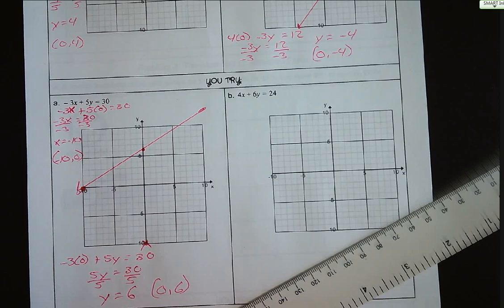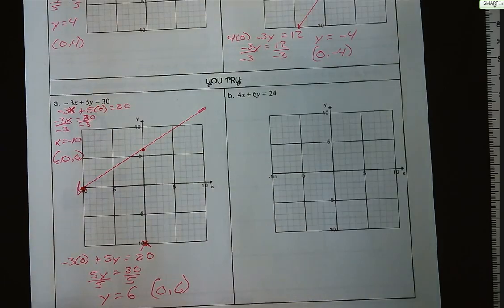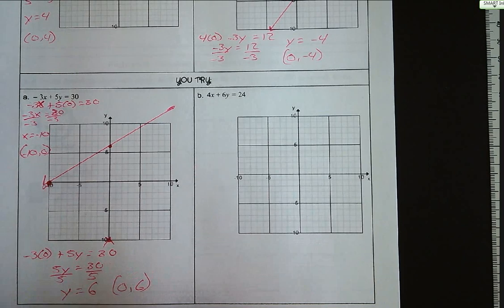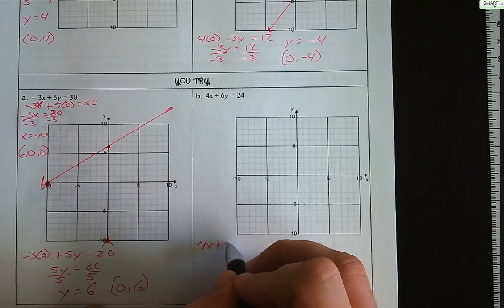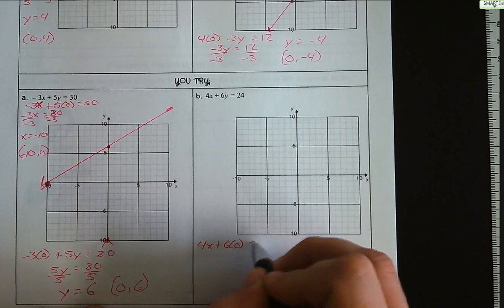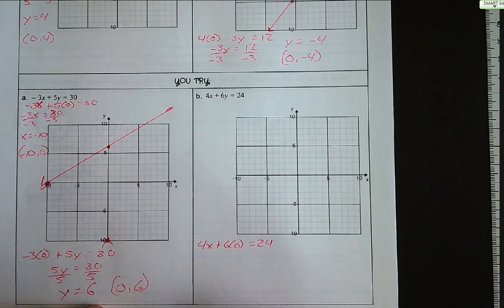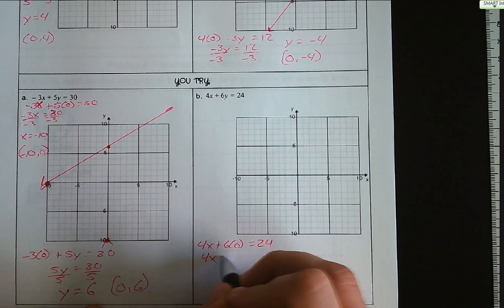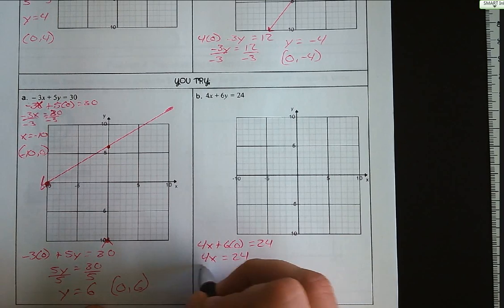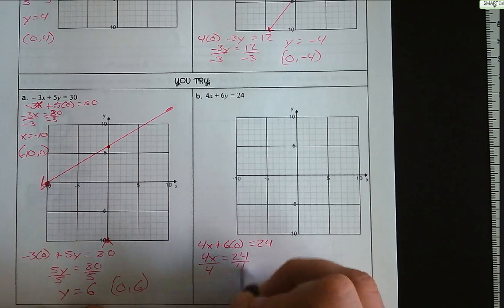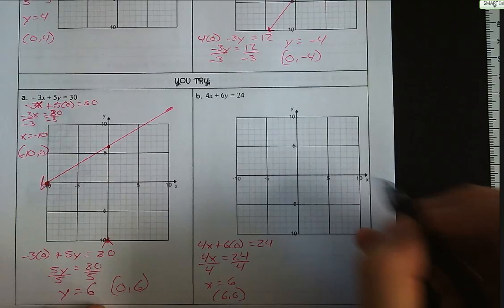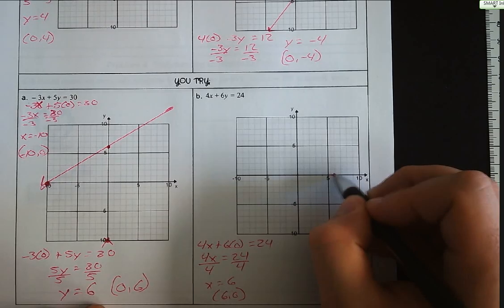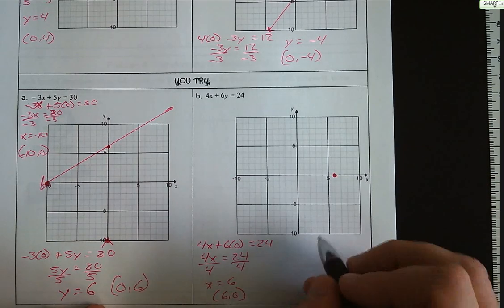All right. Letter B. We're going to plug in 0 for y. So we have 4x plus 6 times 0 is equal to 24. 4x is equal to 24. Divide both sides by 4, and x is equal to 6. So we have a point at 6, comma 0. We're going to go to the right 6 and put a point there.